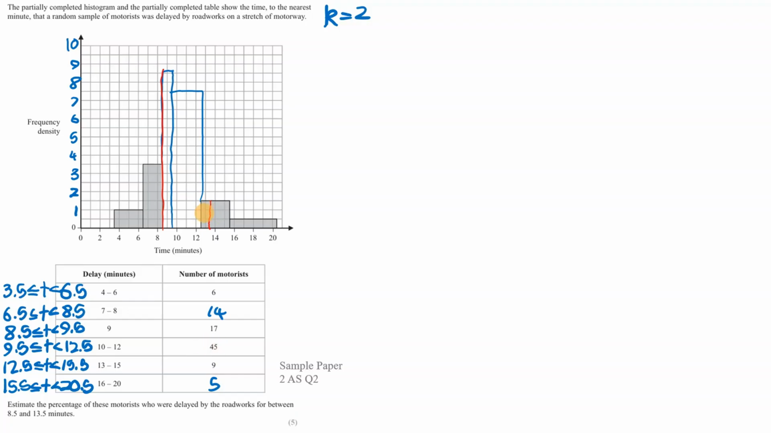Now we have this kind of bar that we have drawn on ourselves, which starts at 12.5 and ends at 13.5. So it's going to have a width of 1, and it has a height of 1.5. So the area of this kind of mini bar here is going to be 1.5. Now the frequency of it, as k is equal to 2, is going to be 1.5 times 2, which is equal to 3. So this here has a frequency of 3.